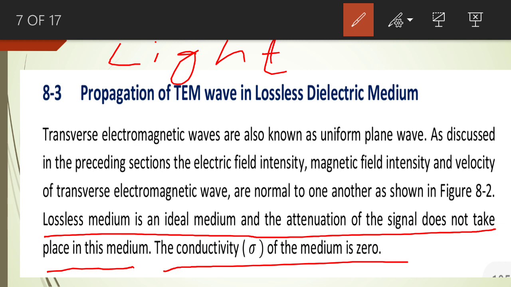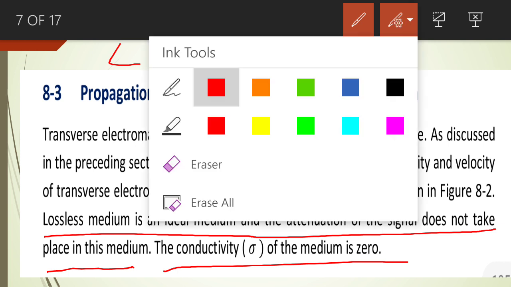What is a transverse electromagnetic wave? So let us talk about the transverse electromagnetic wave.